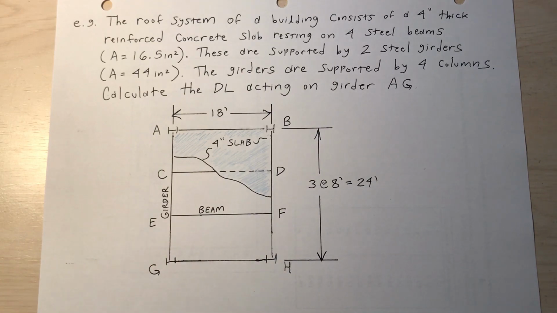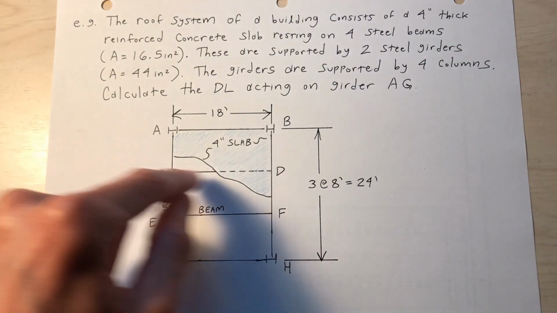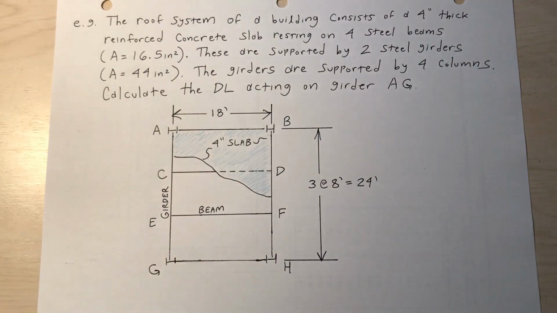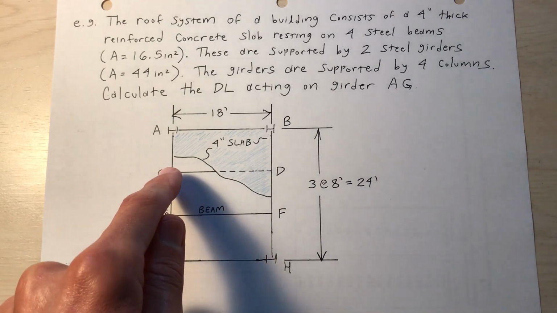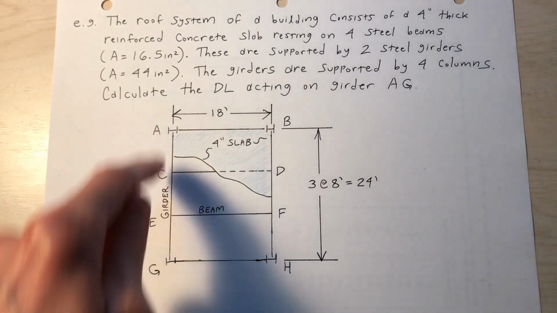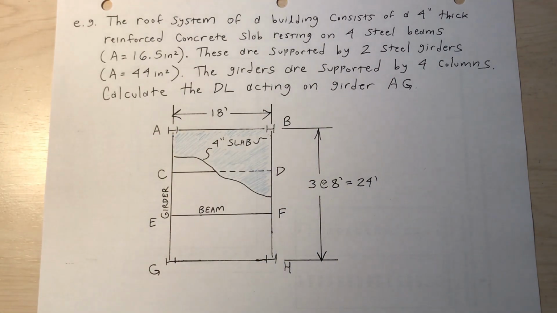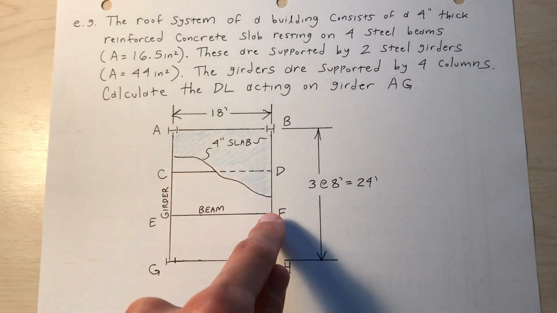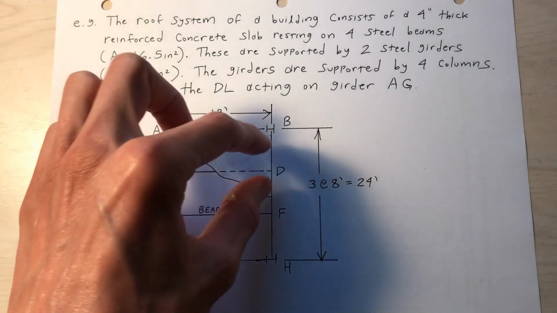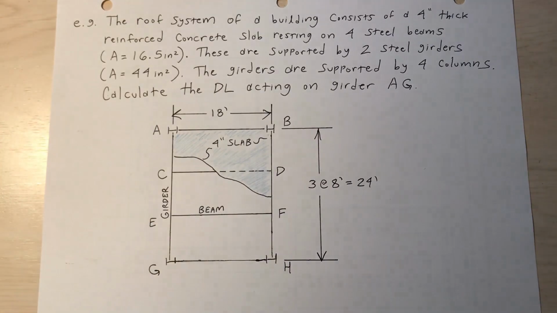So I'm going to analyze CD. I'm going to draw beam CD and analyze what load that beam CD is carrying, and therefore I'll know what the reaction will be at point C that's feeding into girder AG. The analysis of CD will be very similar to the analysis of EF. So I'm going to analyze CD now.